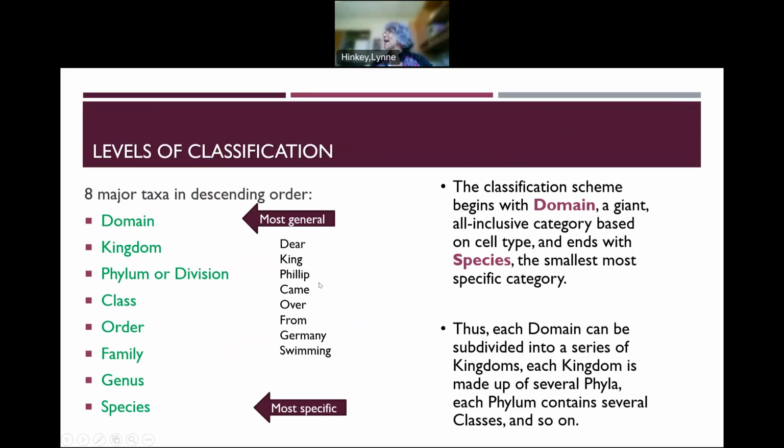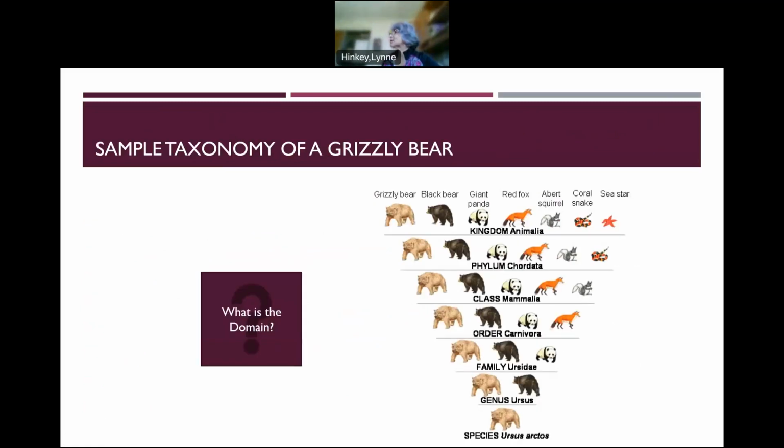But a common mnemonic to help remember what the order of these are, should you need it: Dear King Philip came over from Germany swimming. D, domain. K, kingdom. P, phylum. Class, order, family, genus, species. So we start with domain, the biggest, most inclusive. Then we narrow down until we know exactly what organism we're talking about.